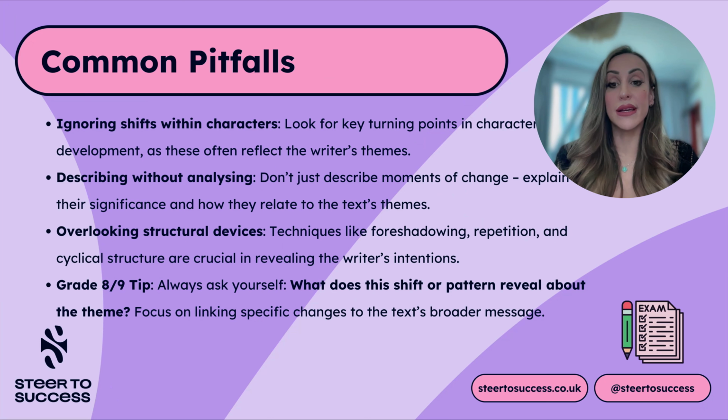Describing without analyzing, of course, that's an obvious one, but don't just describe the moments of change, explain their significance and how they relate to the text's themes. And don't overlook structural devices. So techniques like foreshadowing, repetition, and cyclical structure are crucial in revealing the writer's intentions. And we always need to be linking back to the writer's intentions, as I've mentioned many times throughout this course. And as a grade 8 or grade 9 tip, always ask yourself, what does this shift or pattern reveal about the theme? Focus on linking specific changes to the text's broader message.